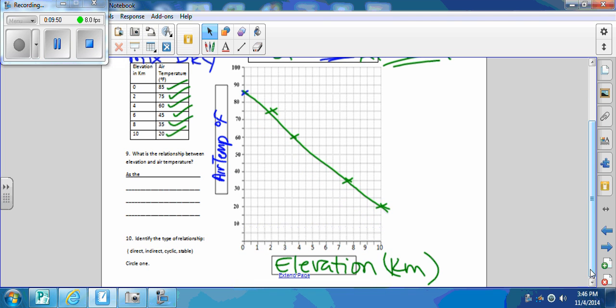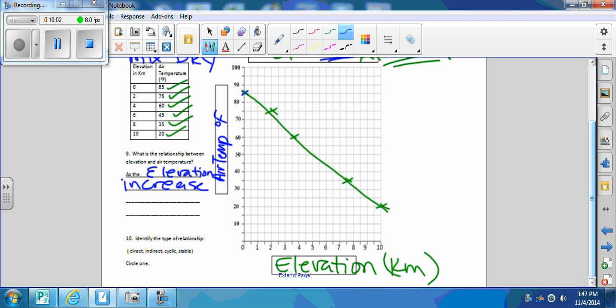graph, it's going down. So what does that tell us? As the elevation does what? The elevation numbers are going up from 0 to 10. As the elevation increases, the air temperature decreases. What type of graph is that? Is it a direct, indirect, stable, or cyclic? It's going to be indirect because it's going down.